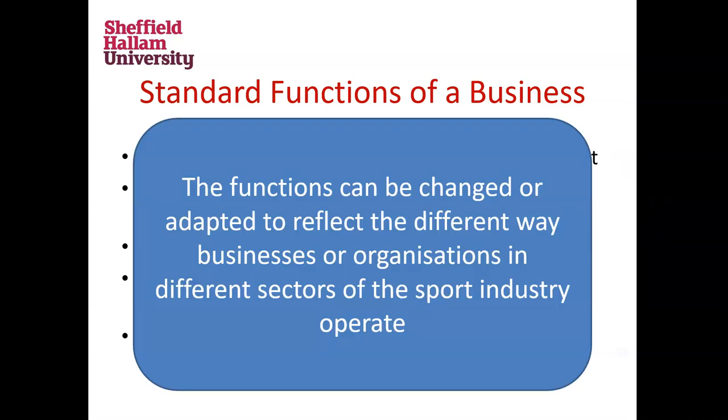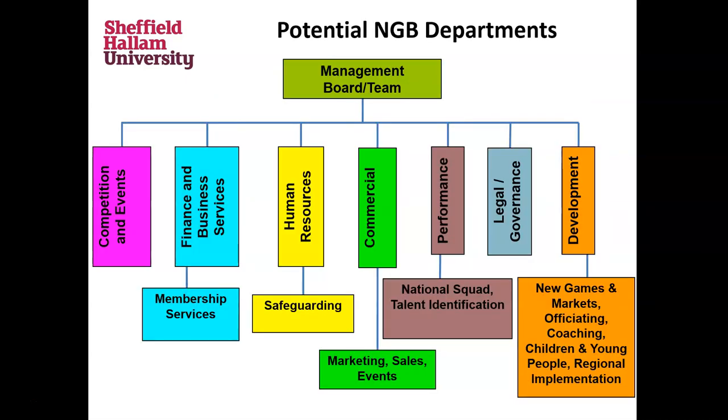So these functions can be changed or adapted to reflect the different way businesses or organisations in different sectors of the sport industry operate. So if we look at this example, this is a departmental structure for a national governing body. So in England and the UK, we call the Football Association is a national governing body. In Hong Kong, you call them Hong Kong Sport Associations. So what we're looking at here is a typical structure for a sport association.